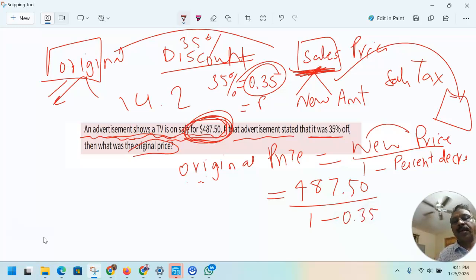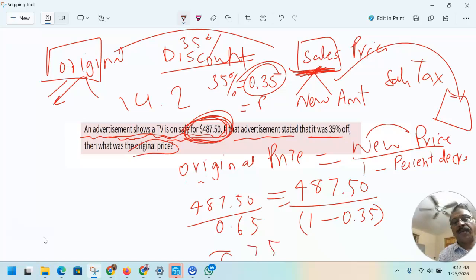So if you do the little maths, this is 0.65. That means this is 487.50 divided by 0.65, and you end up getting 750. And you're done. So that's all it is asking.